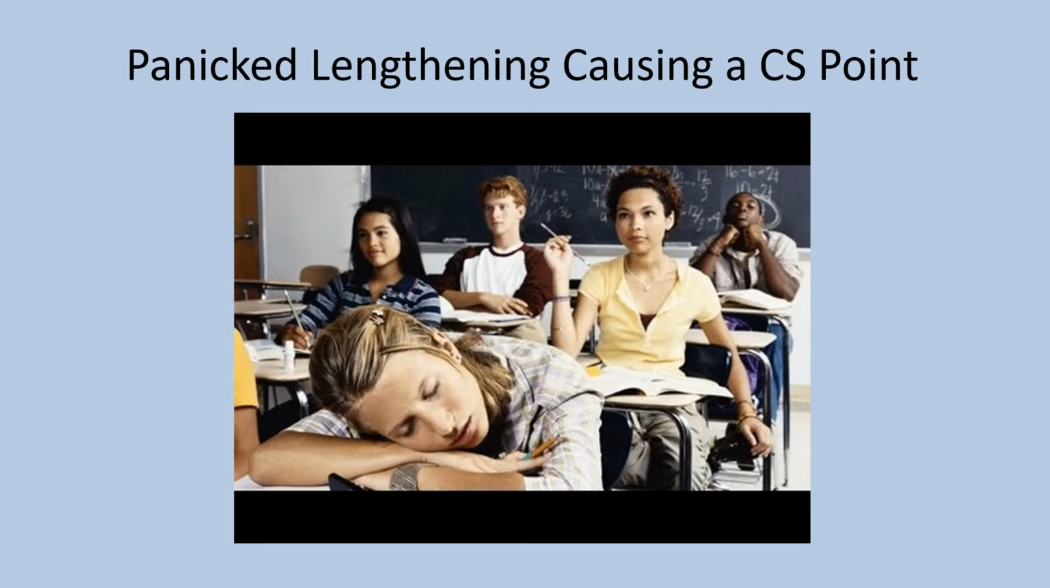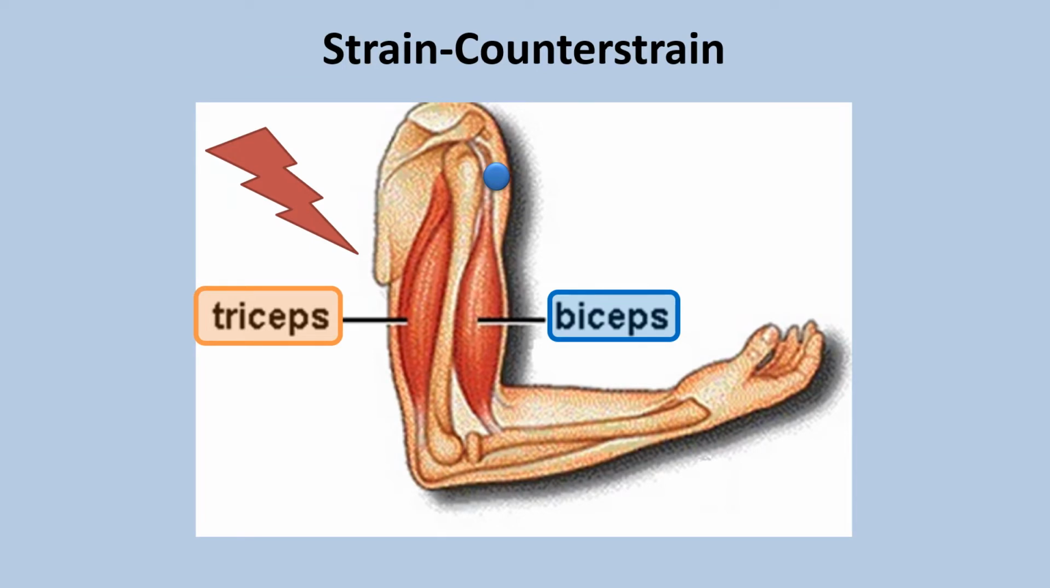For example, say this young person taking a nap is suddenly startled awake and straightens up quickly. Their posterior back muscles, which had been elongated, are contracted in a panic and strained, while their antagonist muscles anteriorly are being forced to rapidly lengthen and could develop a counterstrain with an associated counterstrain point. Let's go back to the more simple example of a strained triceps and counterstrained biceps brachii pairing.